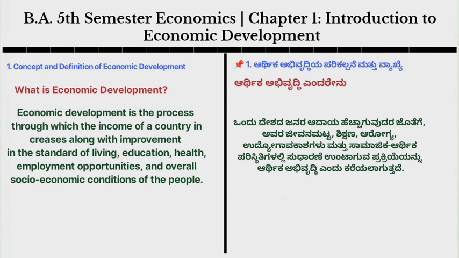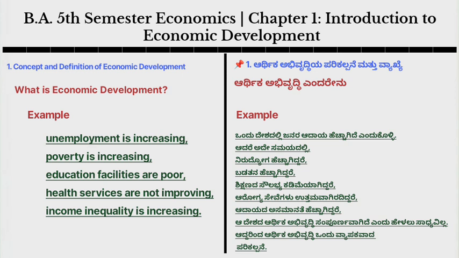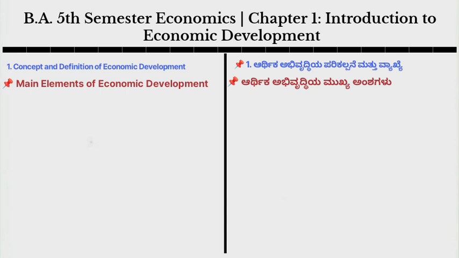For example, suppose the income of a country increases, but at the same time, unemployment is increasing, poverty is increasing, education facilities are poor, health services are not improving, income inequality is increasing. Then we cannot say that the country has achieved complete economic development. Therefore, economic development is a broad concept. Main elements of economic development. Economic development mainly includes the following important elements.